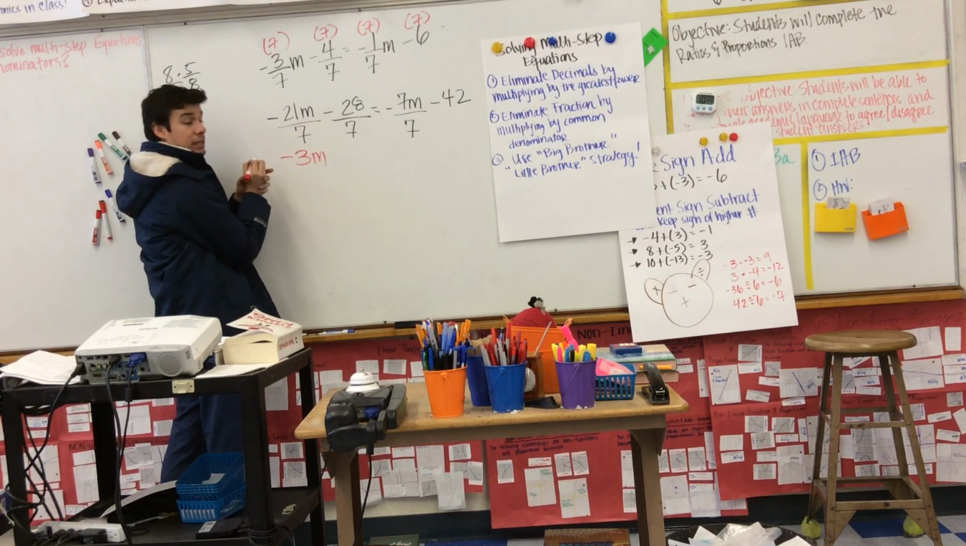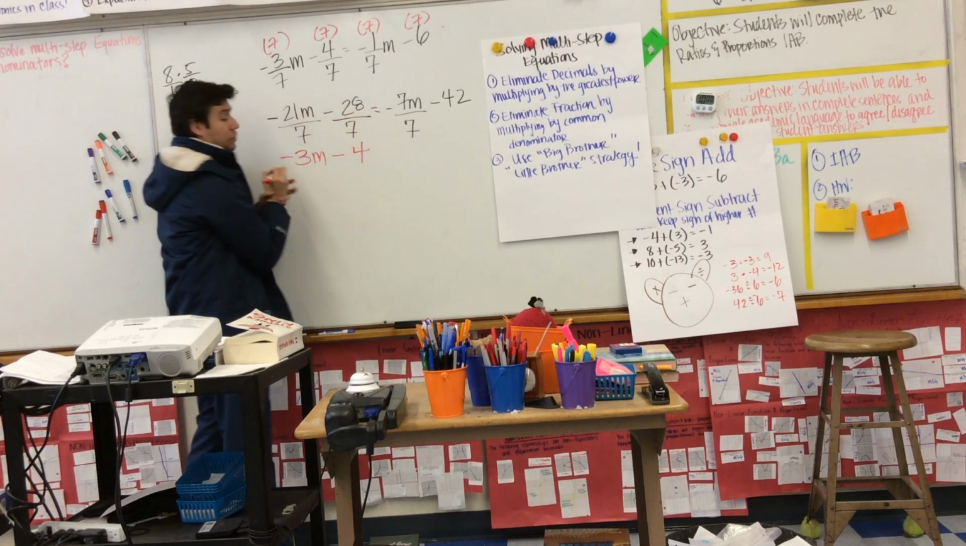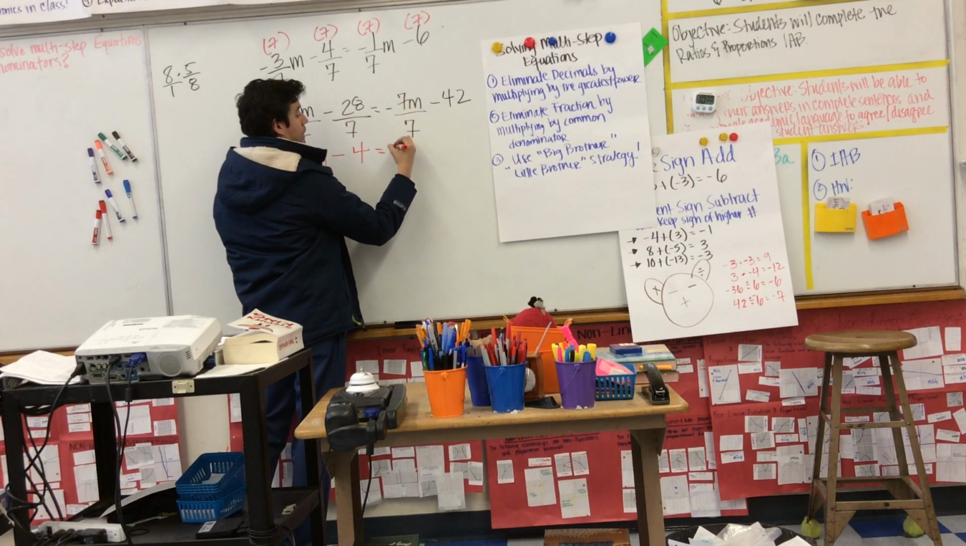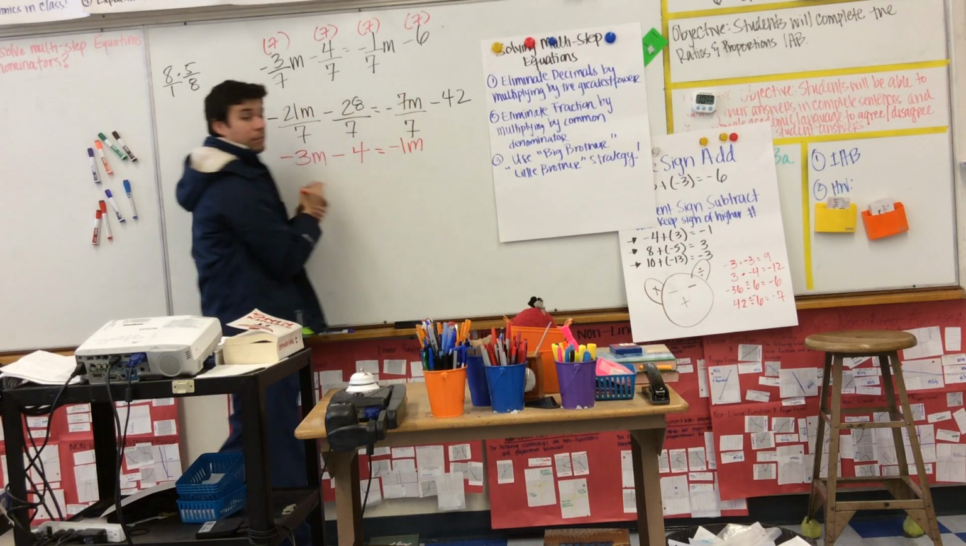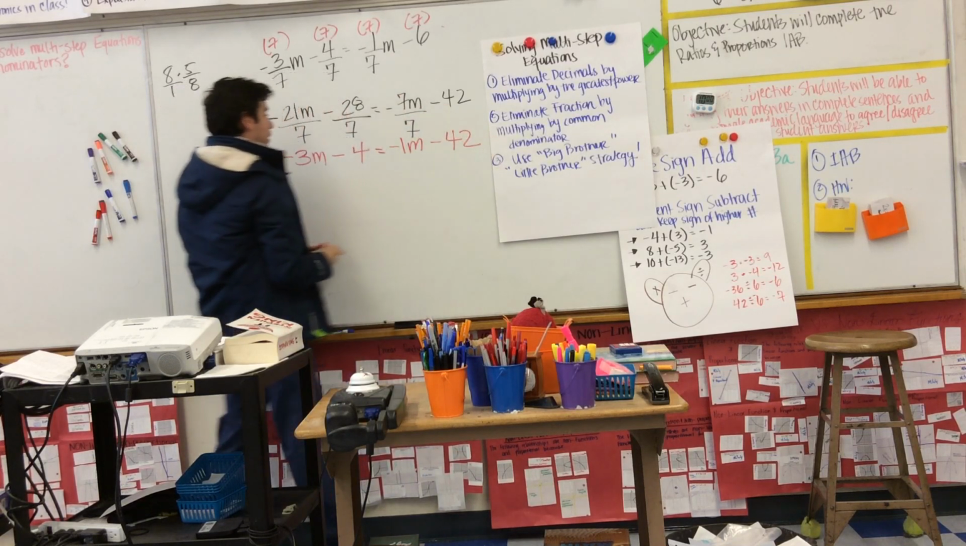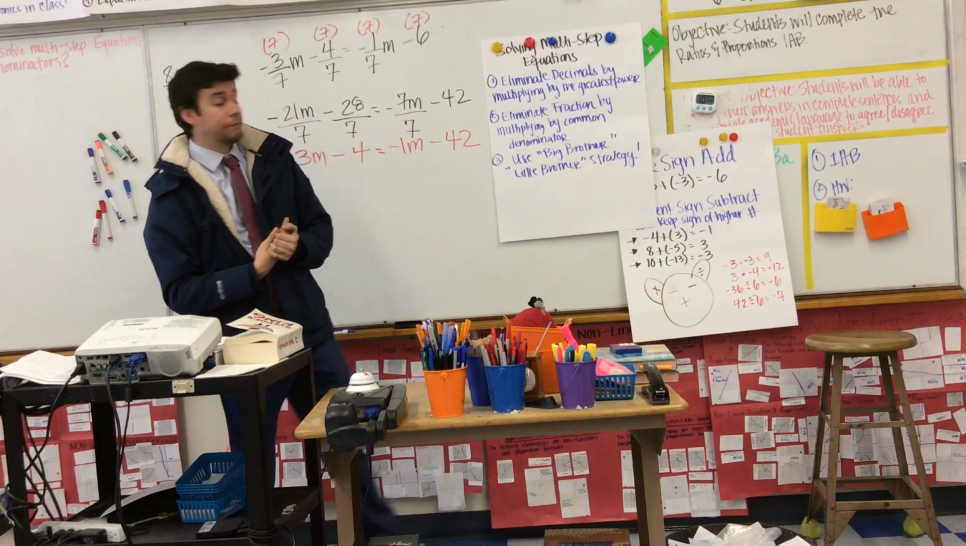Don't forget to bring the minus, okay? 28 divided by 7 is 4. Bring the minus. Equals 7 divided by 7 is 1. Bring the minus. And then the minus 42, there it is. Now it's a problem that hopefully you know how to do.